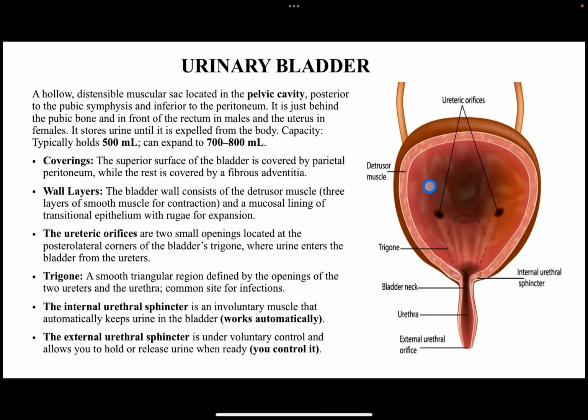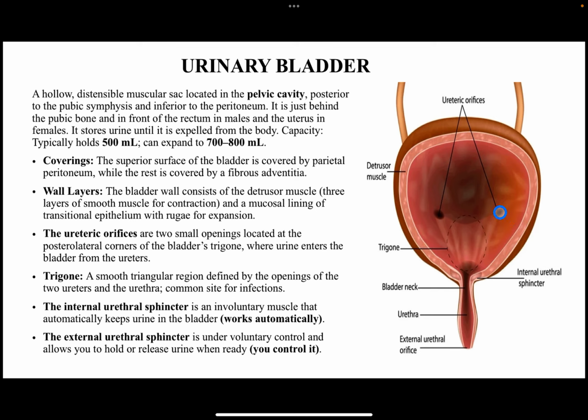Then we have the ureteric orifices. You see the ureters are here. The ureter enters the bladder posteriorly through the ureteric orifice. We have one ureteric orifice over here, and another over here. The ureteric orifices are 2 because we have 2 ureters. They are the 2 small openings located at the posterolateral corners of the bladder triangle.